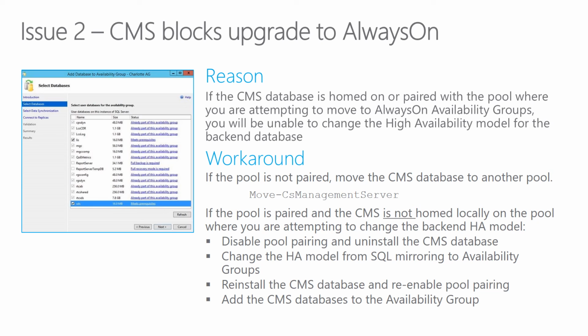If the pool is not paired, move the CMS database to another pool using the Move-CsManagementServer cmdlet. If the pool is paired and the CMS is not homed locally on the pool where you are attempting to change the backend high availability model, use the following steps. 1. Disable pool pairing and uninstall the CMS database. 2. Change the high availability model from SQL mirroring to availability groups. 3. Reinstall the CMS database and re-enable pool pairing. 4. Add the CMS databases to the availability group.